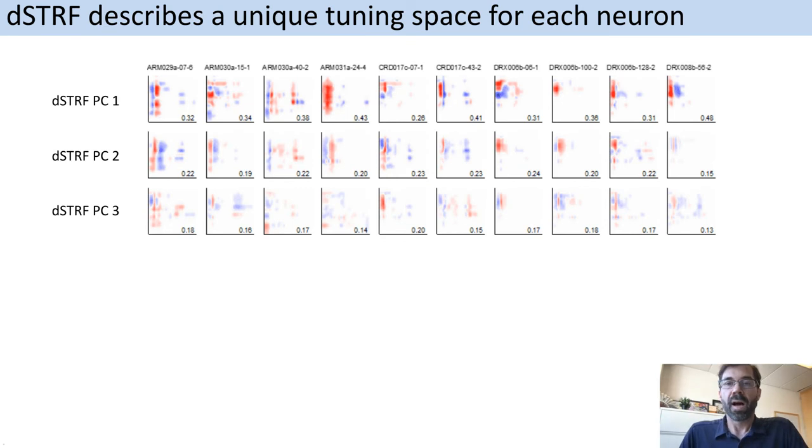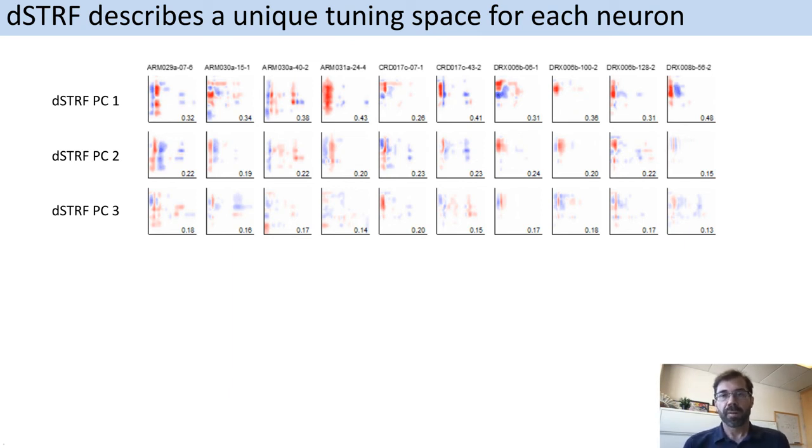So we use this DSTRF analysis and then perform PCA on the cells in our data set. And here are just 10 examples showing at the top the first PC, the largest PC, and then the bottom two rows show the second and third PCs for those same neurons. And again, there's a lot to look at here, and this is an area that we're actively exploring to try to understand what information is captured by these neurons.